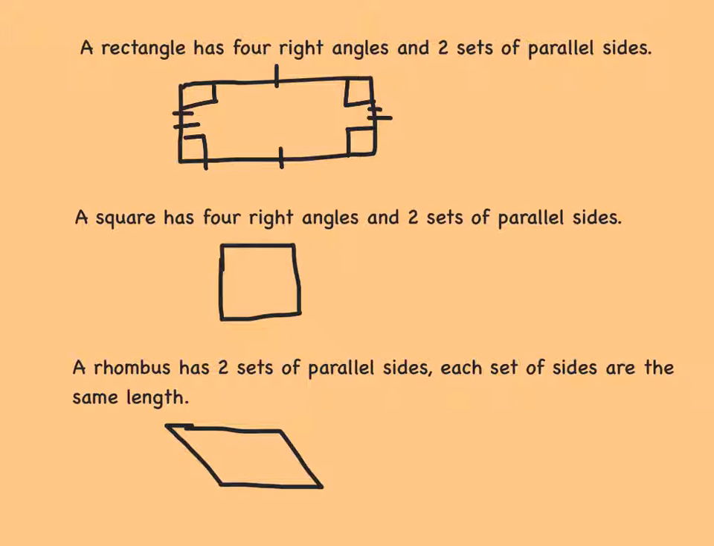A square also has four right angles. So I'm marking those. And then they also have two sets of parallel sides. So I'm just marking those. You see, a rhombus has two sets of parallel sides. Each set of sides are the same length. So these sides are parallel, and these sides are parallel.